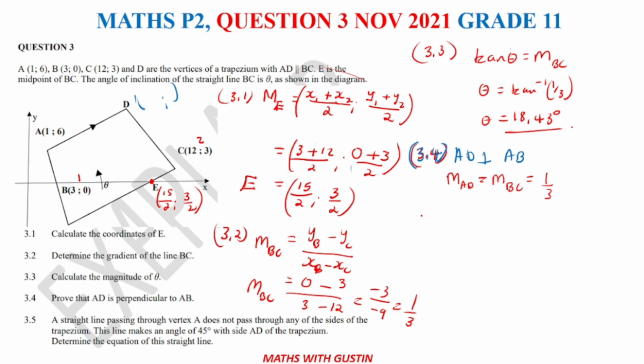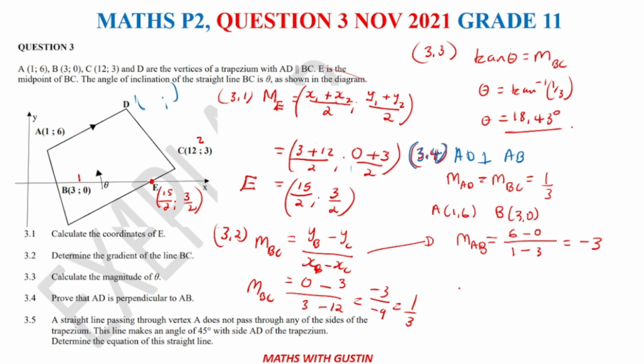So gradient of AB, coordinates of A are given by (1, 6), and then the coordinates of B are given by (3, 0). Therefore, using the same formula here, we can substitute and look for the gradient of AB, not AD rather. All right, so here we go. The gradient is going to be equal to y1, which is 6 minus 0, over x1, 1 minus 3, which gives us 6 over negative 2, which gives us negative 3.